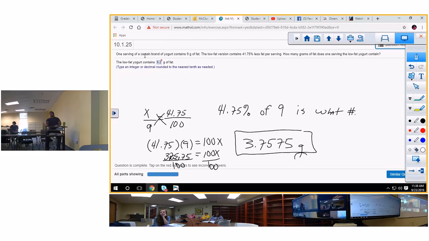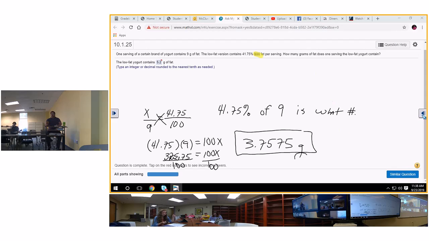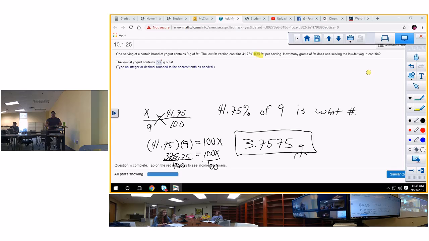One serving of a certain brand of yogurt contains 9 grams of fat. The low-fat version contains 41.75 percent less fat. There it is, less fat. I was thinking percentage of. See that less? Is this a tricky question? Yes. They put that less right there, and including me, I thought it was 41.75% of. Okay, my bad.